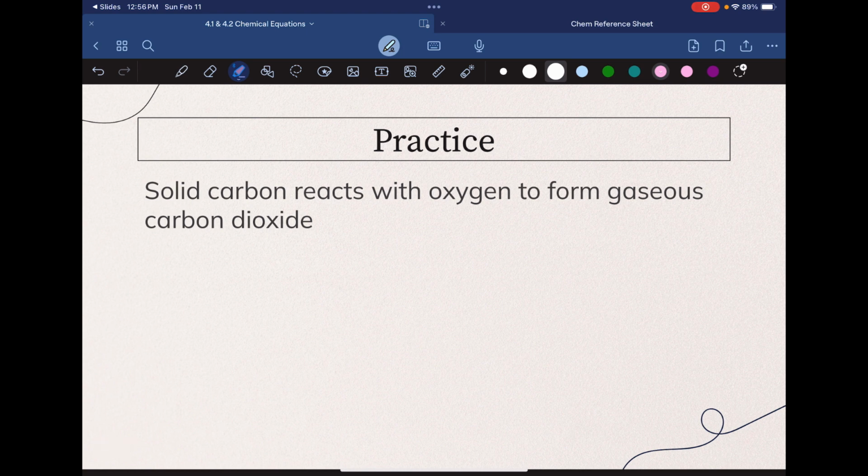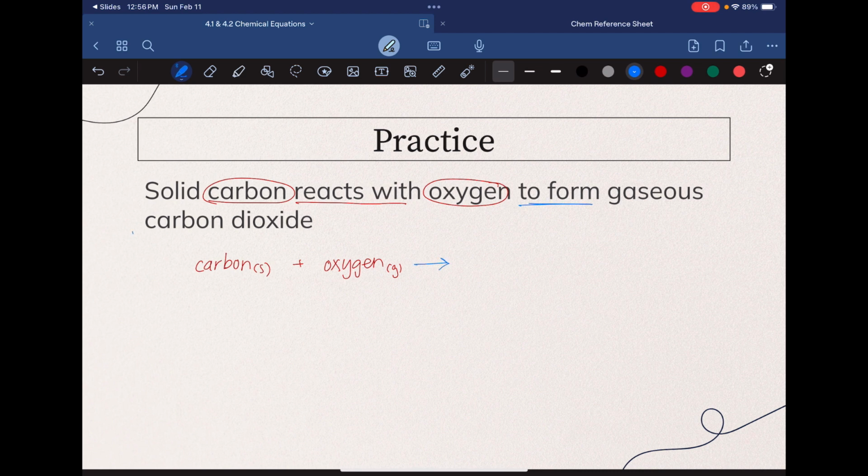Solid carbon reacts with oxygen to form gaseous carbon dioxide. Let me switch my colors again. Carbon reacts with oxygen. I'm going to write that down. Carbon, it's a solid, reacts with oxygen. In this case, it's probably a gas. I'm going to switch colors because something's being formed. It's my product. Gaseous carbon dioxide. So carbon dioxide, and it's a gas.